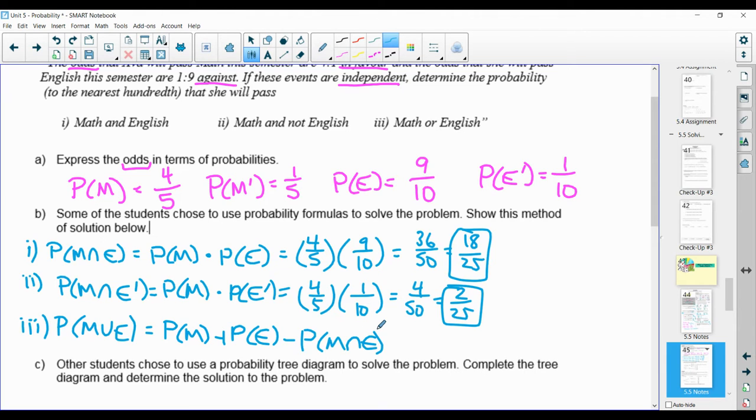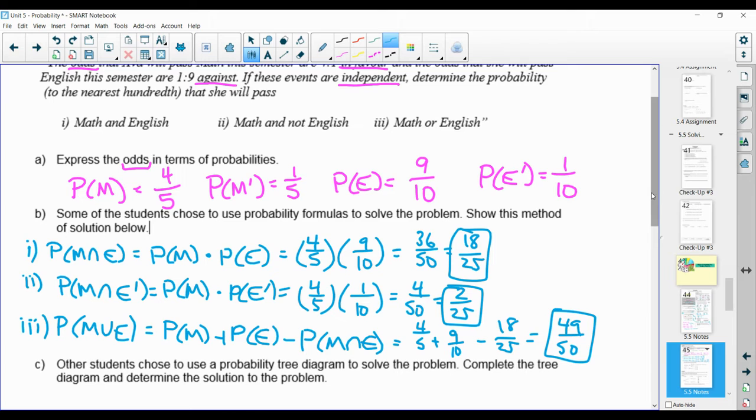Now, if we didn't know if there was an overlap, we would have to do a little bit more work. But we're told right off the bat here that there is a value for the probability of M and E, and so we're going to use that for this question here. So the probability of M is 4 over 5, plus the probability of passing English is 9 over 10, minus our overlap, which we've calculated before, is 18 over 25, equals 49 over 50. So pretty good shot that they're going to pass one or the other or both.